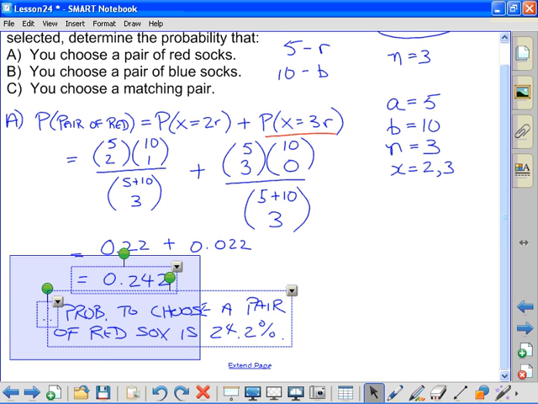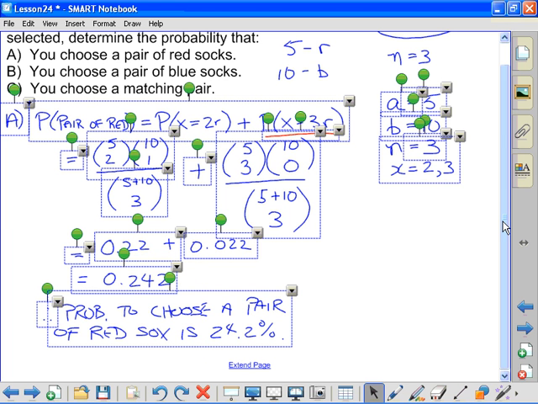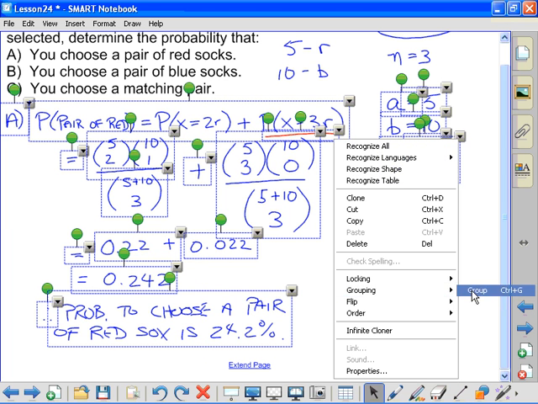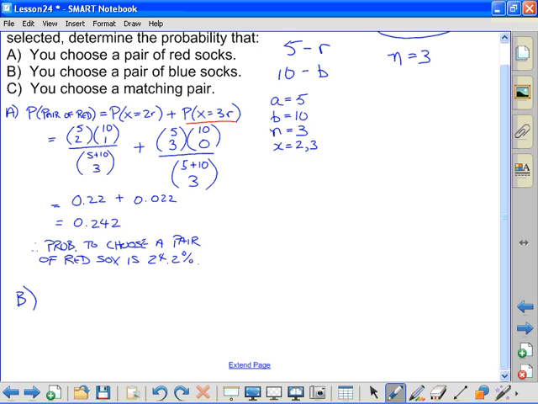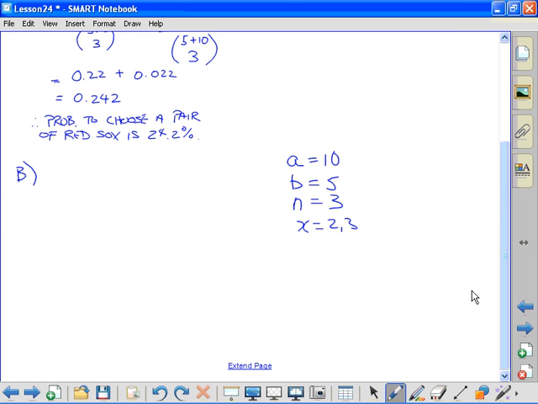Okay, moving along then, if we look at B part, choose blue socks instead. So we want to do a pair of blue socks. So with B part, what changes? Well, off to the side here, my successes, there are now 10 blue socks in the drawer. For a success, that means now red socks are failure. So my A and B switch. N is still 3. I'm still doing 3 draws. And my X value is still going to be 2 and 3.